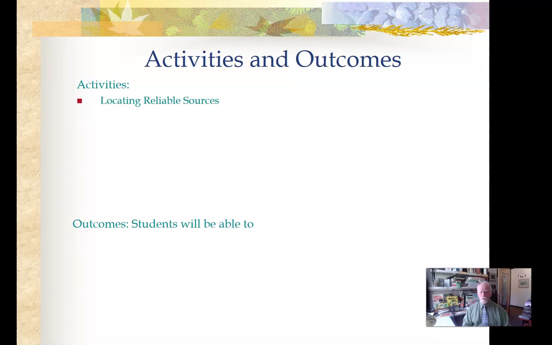One of the first activities we're going to be doing here is taking a look at locating reliable sources. How can we find reliable sources that we can use, for the evidence or examples or support for the topic and the claim that we're making? We're also going to take a look at a review of different types of source types.